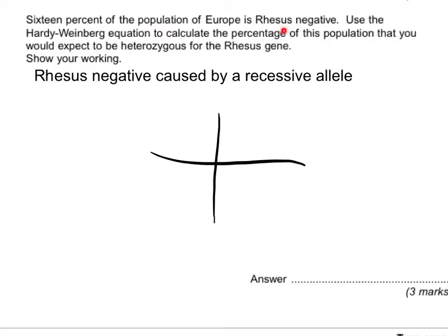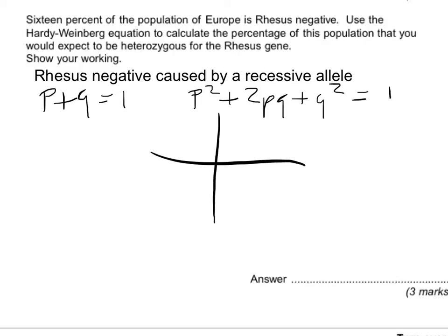16% of the population of Europe is rhesus negative. Use the Hardy-Weinberg equation, it's telling you to use it, to calculate the percentage that you'd expect to be heterozygotes for this rhesus gene. So absolutely, first thing you're going to do is write down the equations. p plus q equals 1 and p squared plus 2pq plus q squared equals 1.